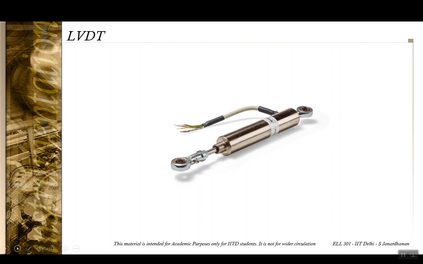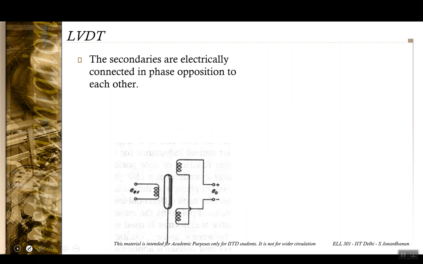Okay, so this is the diagram of a commercially available LVDT. So here you have a shaft whose displacement is to be measured, and the primary and secondary terminals are taken out of here. Okay, so let's look into the actual working of this LVDT.